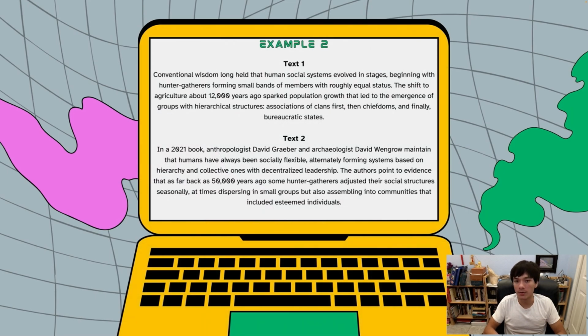Conventional wisdom long held that human social systems evolved in stages, beginning with hunter-gatherers forming small bands of members with roughly equal status. The shift to agriculture about 12,000 years ago sparked population growth that led to the emergence of groups with hierarchical structures, associations of clans first, then chiefdoms, and finally bureaucratic states. Now, let's think about this for a second. We notice that they're making the claim that human societal systems evolved in stages, and then they offer a chronological progression, hinting to the idea that human social systems evolved in stages.